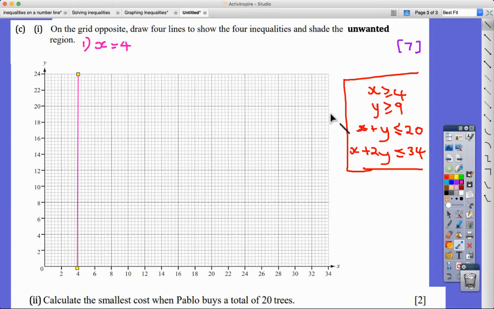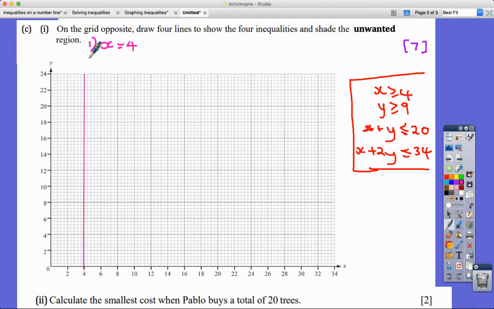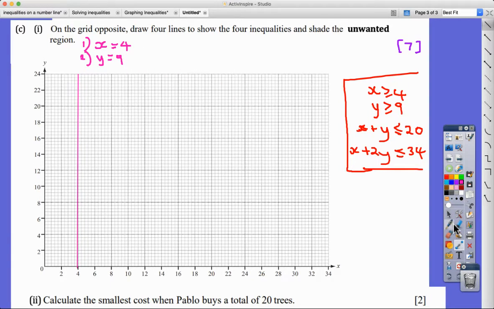The second one that I've got is y greater than or equal to 9. What I'm going to do there is ignore the inequality sign, and it's going to be y equals 9. We'll come back to it in a minute and show why we're doing this, but for now, this is the process. So where would it be? It would be here, through the y-axis at 9, straight across, horizontal.